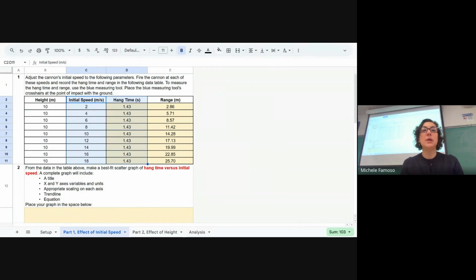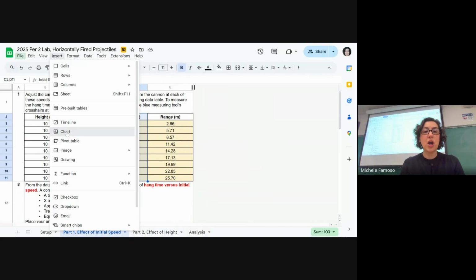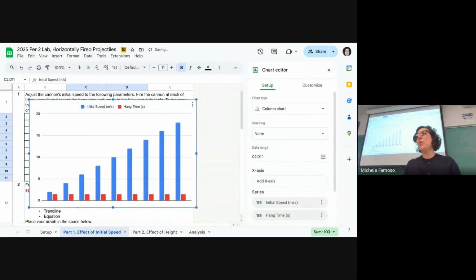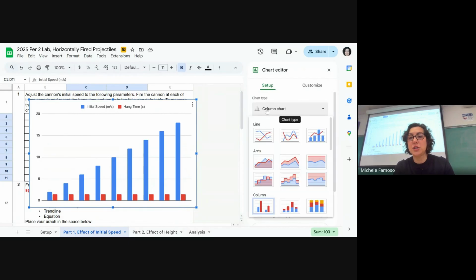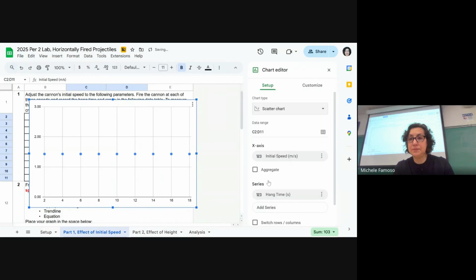Everybody good? Okay, let's now go to our insert menu. Insert your chart. Not what we want. There is a lot of stuff we have to change here. Please, under the setup on the chart editor, change the chart type to scatter, the one on the left. Now, for the data range, it should say C2:D11. On the x-axis, it should say initial speed in meters per second. For series, it should say hang time in seconds. Are we good so far?